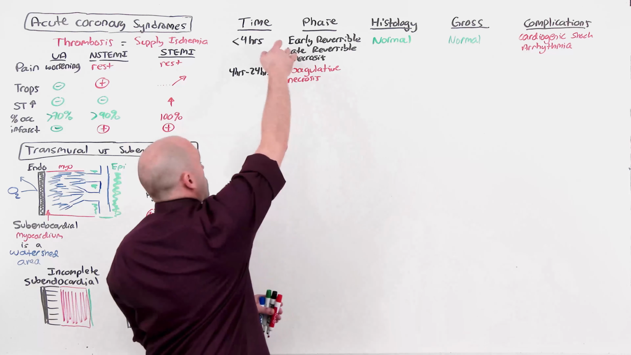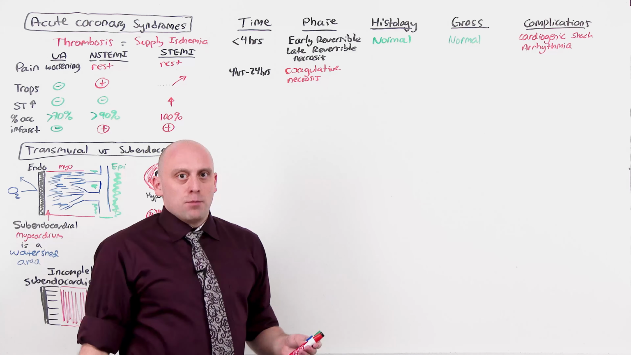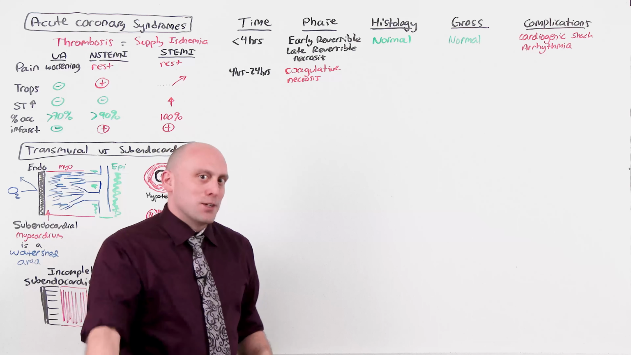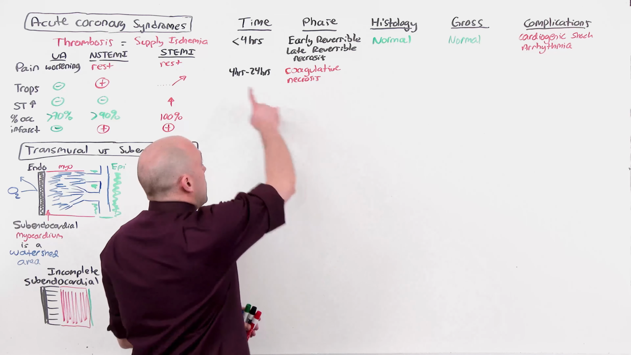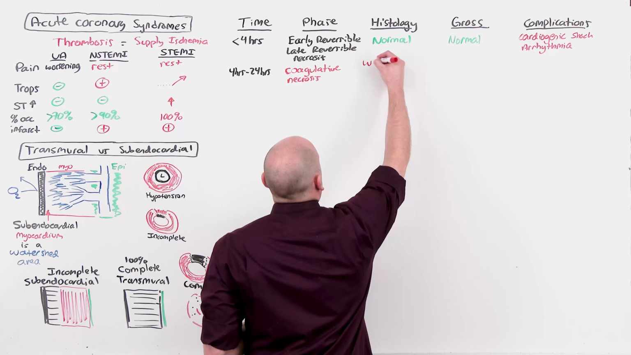If you were to do electron microscopy, by the way, in the sample of that less than 4 hours, you'd see blebbing. But you can't see that on light microscopy, and the person's already dead, so you're probably not going to do EM. But now you're going to see coagulative necrosis. The earliest sign of coagulative necrosis is wavy myocytes.